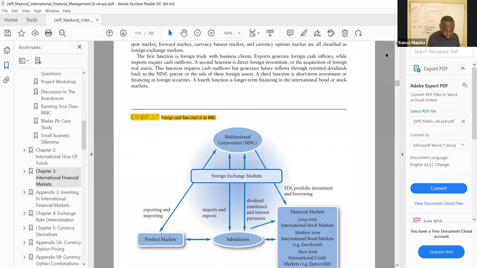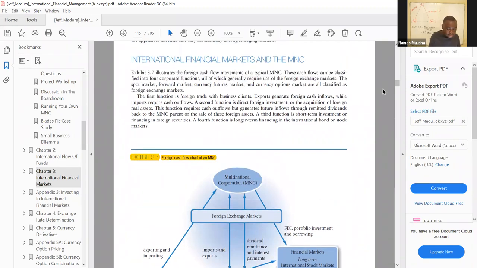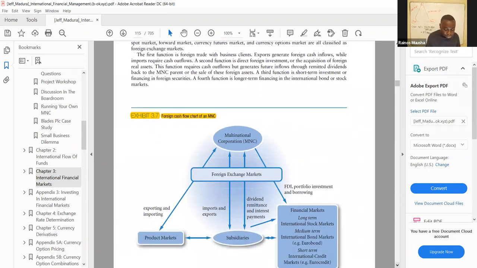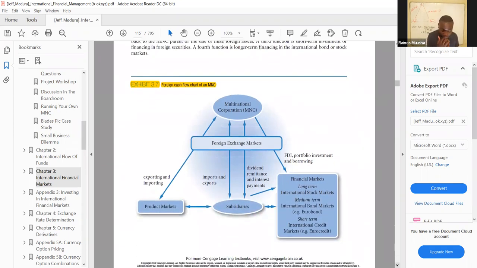So the last section, we look at international financial markets and where the multinational corporation fits in as well. Here we're given the multinational corporation, then we have the foreign exchange markets, then we have the products and subsidiaries as well. And remember, all these dealings go through foreign exchange markets.